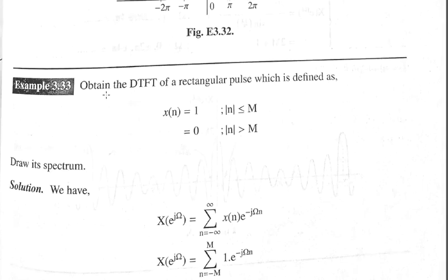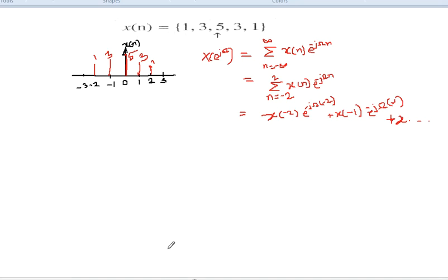Then another important example is the DTFT finding of a rectangular pulse. So x of n is equal to 1 for the magnitude of n less than or equal to M, and is equal to 0 for the magnitude of n greater than M. The meaning is there is a certain range, and if n is within that M, then its value is 1. So it can be represented in this fashion.